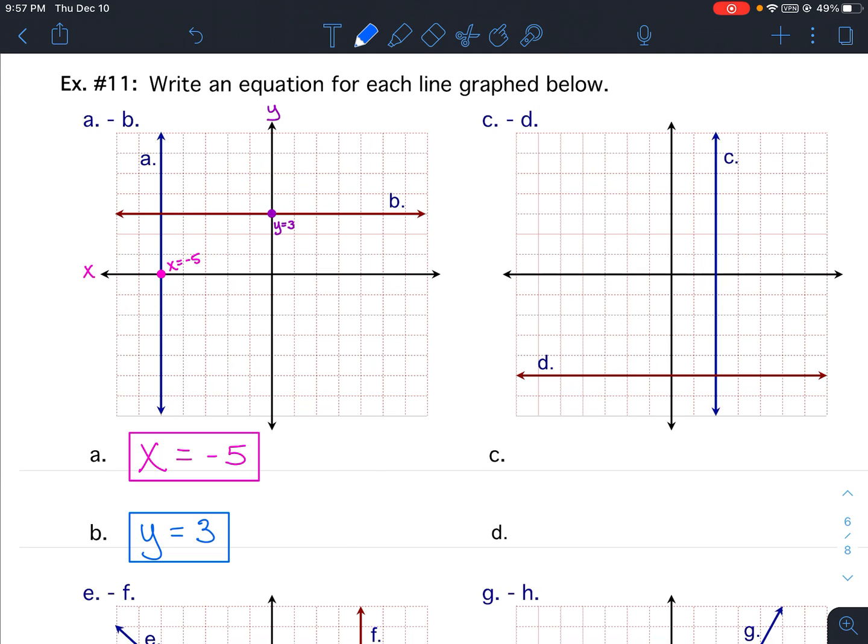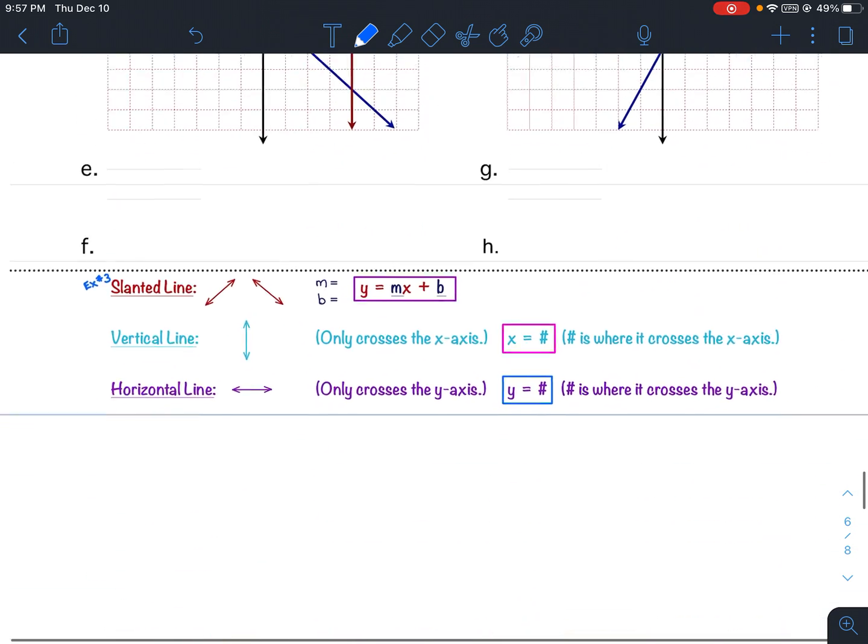All right, so I'm going to stop the video here. I'll do the rest of them in a different video. If you have any questions on the 3 types of lines we're going to encounter, slanted, vertical, or horizontal, please let me know.